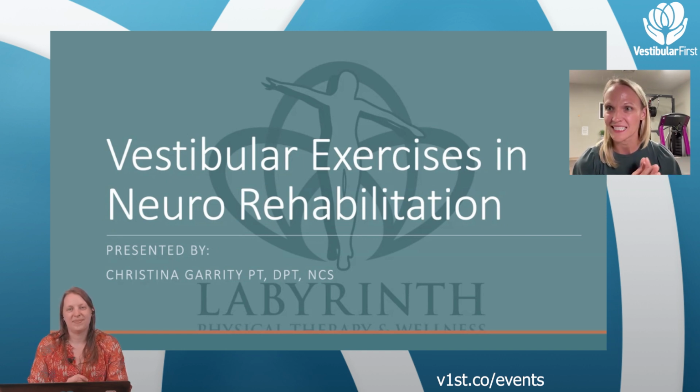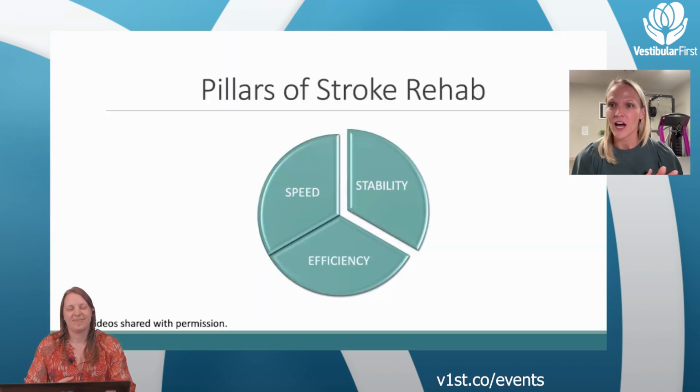And so I have 3 cases that I brought. We have a stroke patient, a brain tumor resection, and a Parkinson's case. So we'll share a little bit about each one. We talk about the pillars of stroke rehab. From a PT standpoint, we're really trying to get patients post-stroke to walk more efficiently or move more efficiently, increase their speed of movement, and then create stability, right?